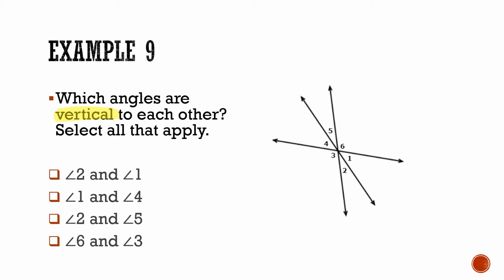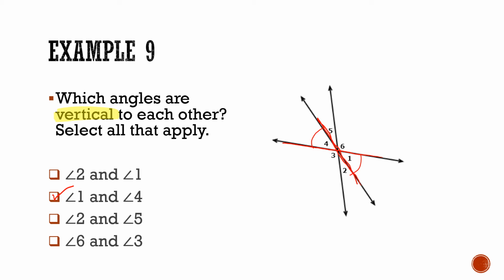Okay, angle 2 and angle 1. 2 and 1 are not sharing a vertex, and they're not opposite of each other. They're actually adjacent because they're beside each other. Angle 1 and 4, if you extend the sides of 1 and it becomes the sides of 4, then those are vertical. They're sharing a vertex and they have the same measure.